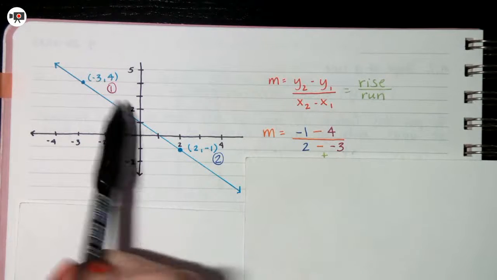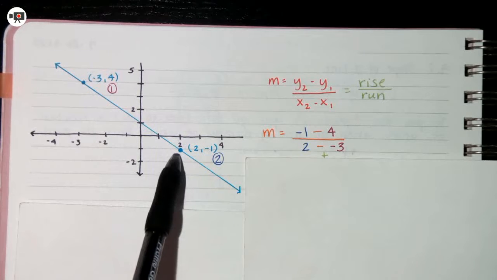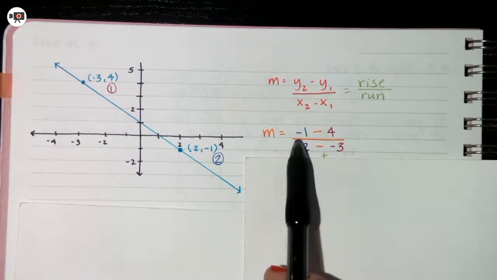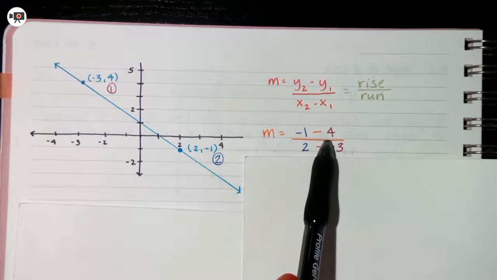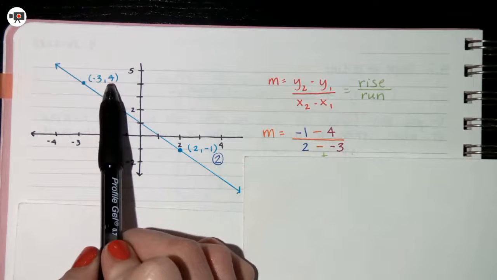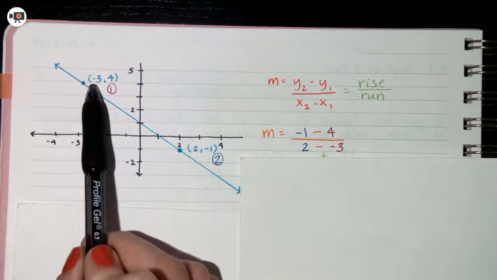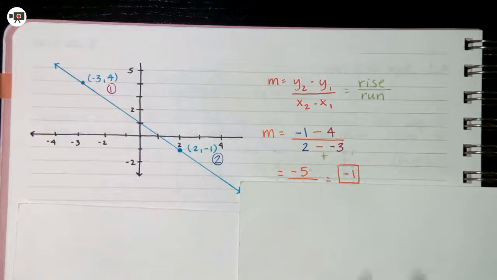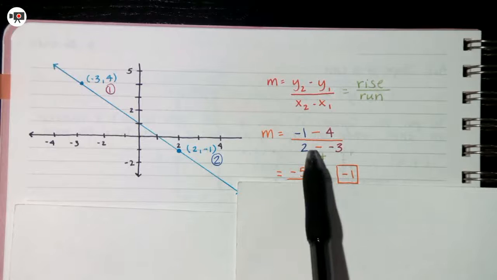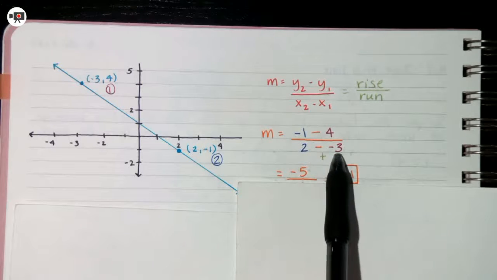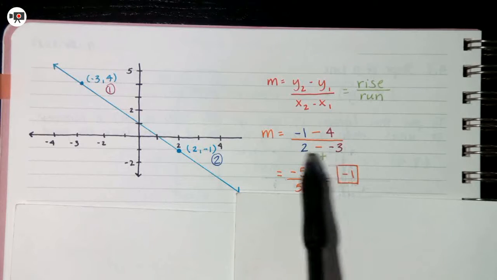So plugging in my points to the formula, we have point 1 and point 2. Point 1 I put on the left, and point 2 is the one on the right. So the y from point 2 is -1, and the y from point 1 is 4. X from point 2 is 2, and x from point 1 is -3. So this is -1 minus 4 to get -5. And 2 minus a -3, when we minus a negative, that is the same as adding. So 2 plus 3 is 5.